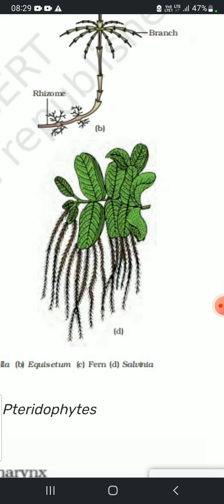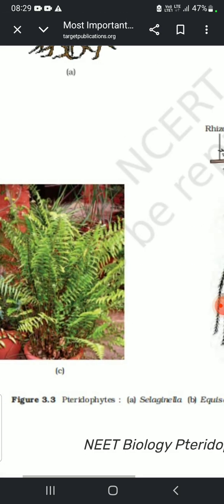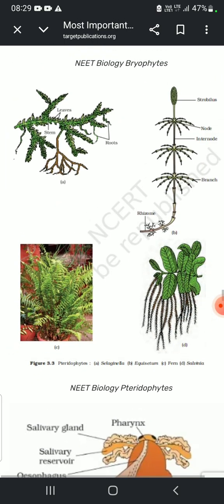Next is the salvinia, right? So these are all the pteridophytes. Revising once again, pteridophytes examples are Selaginella, equisetum, fern, and then salvinia.